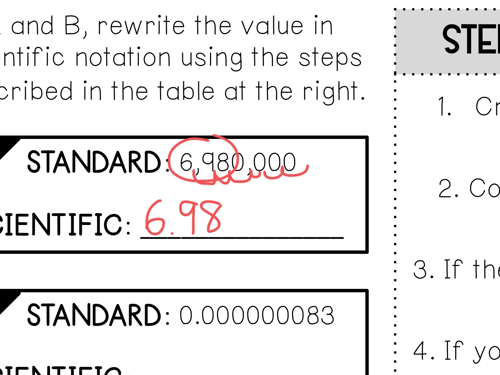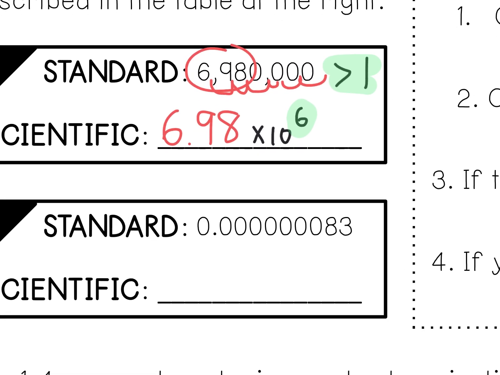So now, how many times did I move? 1, 2, 3, 4, 5, 6. I moved the decimal 6 times. So we're going to write times 10 to the power of 6. Now, why is it positive? Because my original is greater than 1. So the reason that this exponent is positive is because the original number is greater than 1.